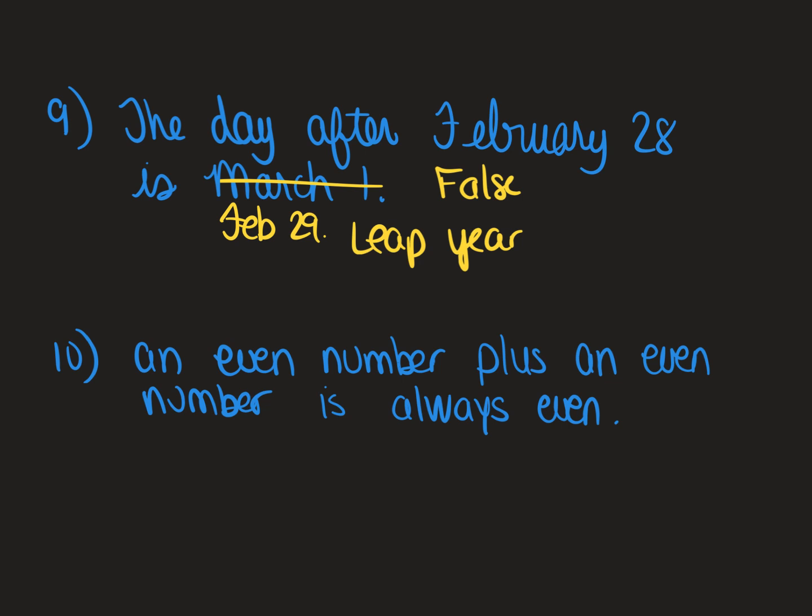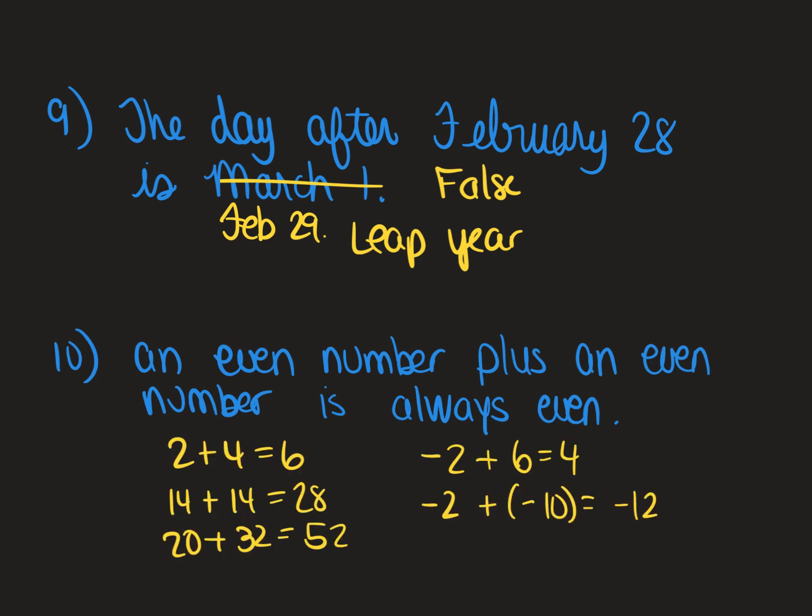All right, an even number plus an even number is always even. Is that always true, or can you find a situation that proves it's false? All right, I tried 5 different examples. 2 plus 4, even, even. Yes, answer's even. I tried it when they were the same, 14 plus 14, still even. I tried 20 and 32. Even though the first digit is a 5, the whole answer is even.